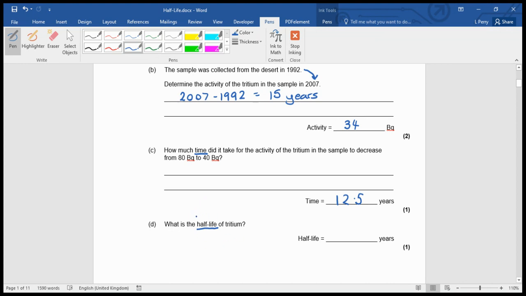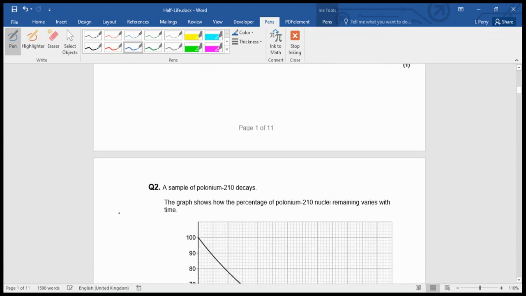So how long did it take to halve? Well, going from 80 to 40 is halving. So it took 12.5 years to go from 80 to 40. It took 12.5 years to halve. So as soon as I see half-life, how long did it take to halve? That's what I'm asked. We'll look at another one.